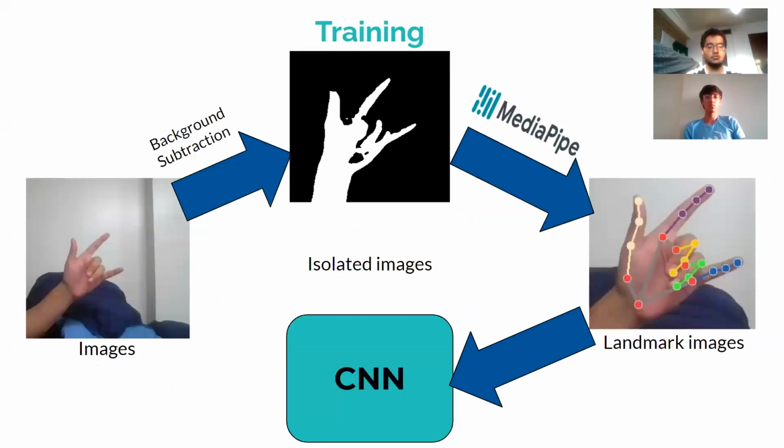So our final training method was that we isolated images using our existing method of background subtraction. Then we obtained hand landmarks for these images using MediaPipe, and then we fed these into our CNN. This was the best method as it extracted all the valuable data from a gesture and then used it to train the CNN.